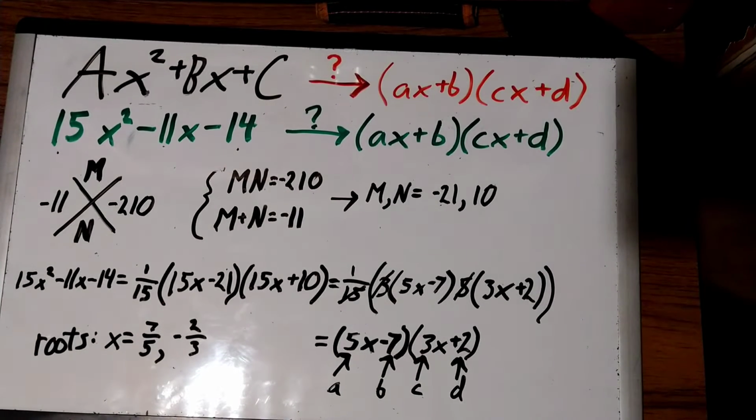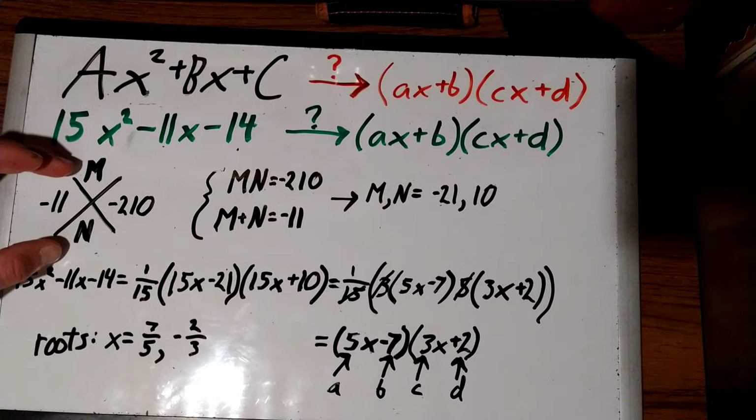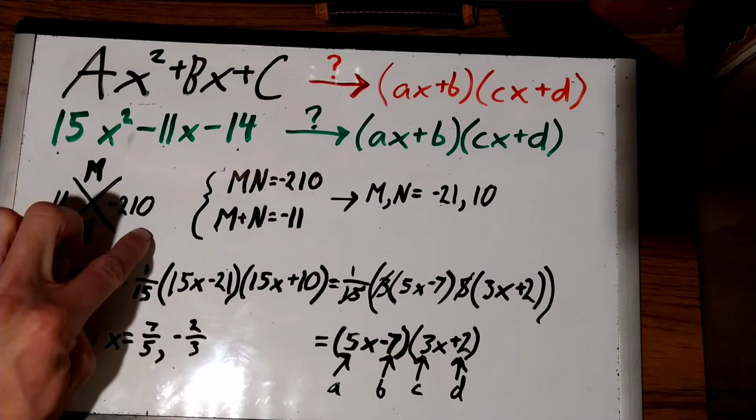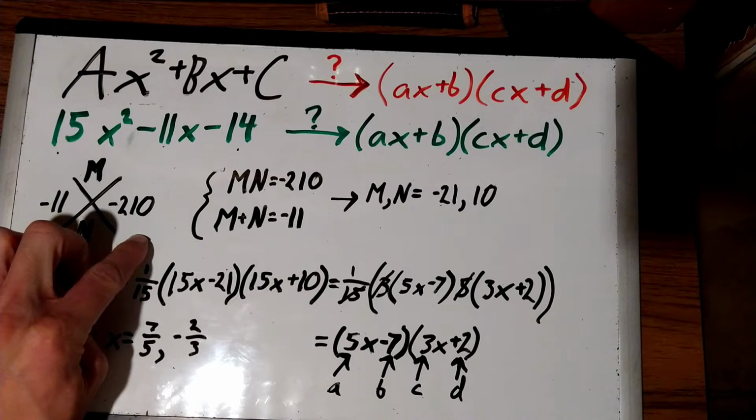Hey everybody, I'm just going to talk through that example. 15x squared minus 11x minus 14. We'd like to put it in this form. First thing, I'm going to set up my chart. I know that a times c goes here. That's going to be 15 times minus 14, which gives me minus 210.